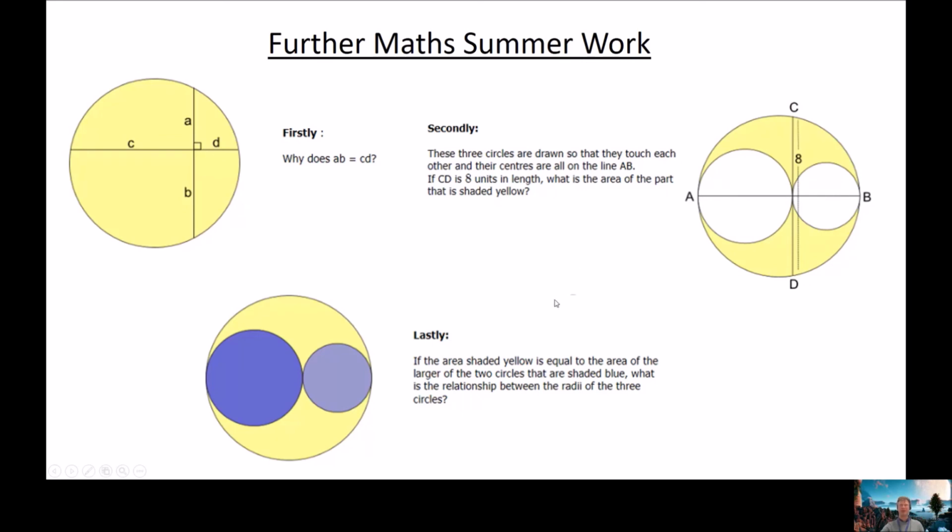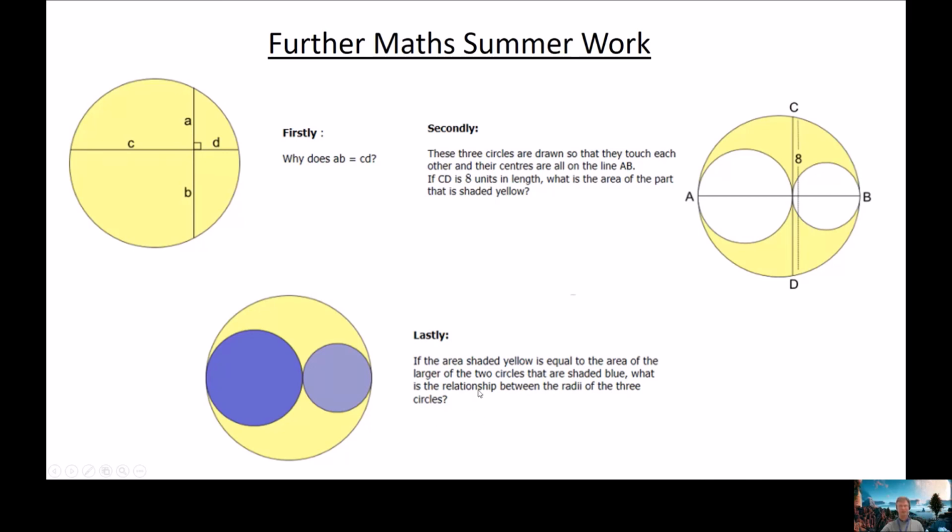Okay, and then once you've done that, you've got the last part at the bottom. This time the two circles inside are shaded blue, so you've got the slightly darker blue and the slightly lighter blue shading, and it says that the area shaded in yellow is equal to the area of the larger of the two circles shaded in blue. And it says, what is the relationship between the radii of the three circles?